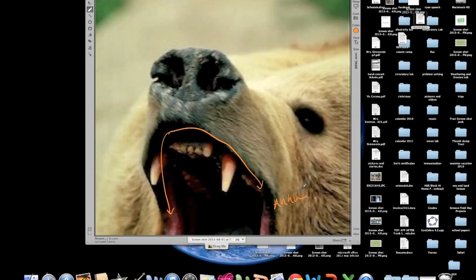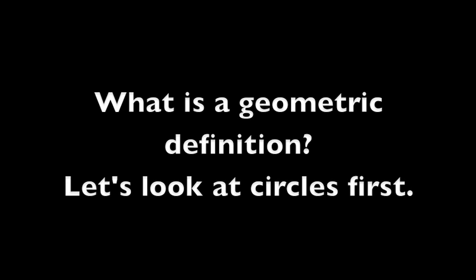Who knew parabolas could be found somewhere scary? Well, I say we call this hunt over because the parabola hunt became a bear hunt. So now let's look at the geometric definition. First, let's figure out what a geometric definition is.